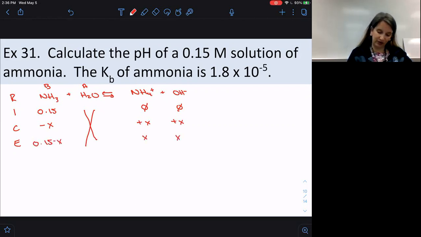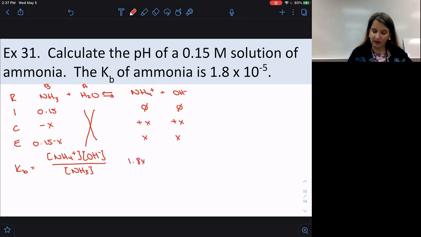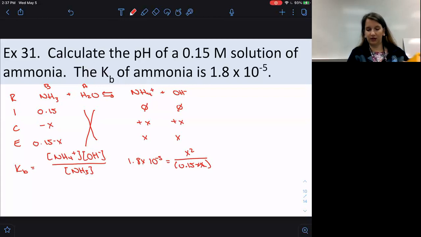Don't forget, I want you to write out your KB expression without any numbers. So KB is equal to the concentrations of your products, so those ions on the top, divided by the concentration of your reactant. And we just put the ammonia down here because water is a pure liquid. So now we can go ahead and plug those values into our equilibrium expression. So we have 1.8 times 10 to the negative fifth equals x times x, so x squared on the top, over 0.15 minus x. Because our x's are not raised to the same power, we can go ahead and make that minus x down here negligible, and we can go ahead and solve for x.